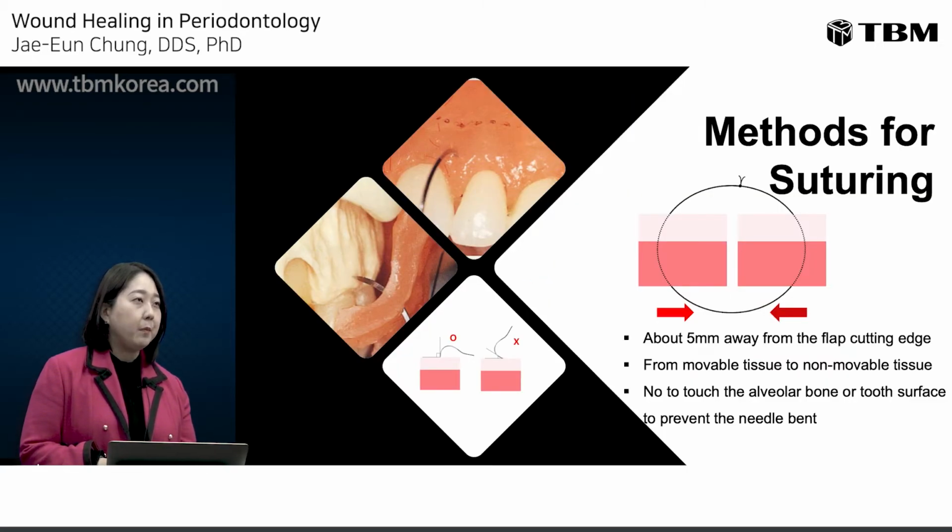So, how do we make a perfect suture? These are the main principles. Pierce the flap surface with the needle perpendicular to the flap, and the piercing point should be located 5 mm away from the flap margin. The suture should go from movable tissue to non-movable tissue, and do not touch the alveolar bone or tooth surface to prevent the needle tip from bending.